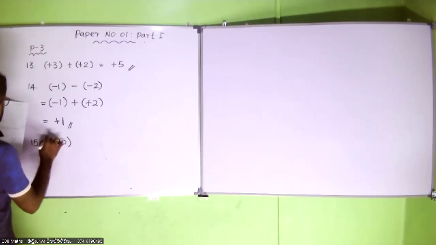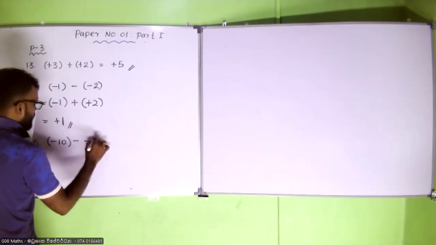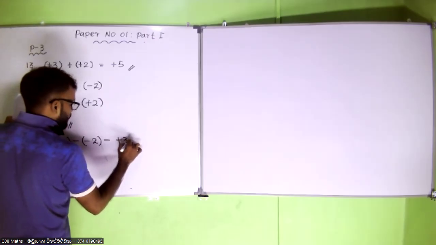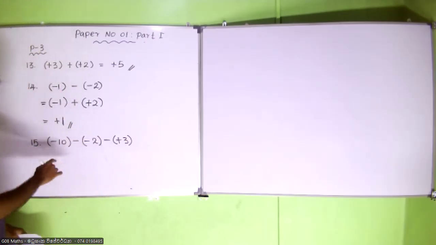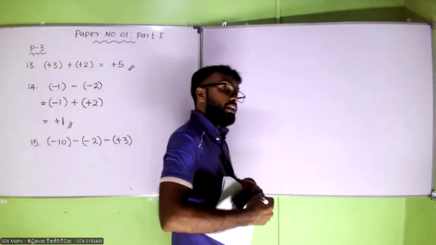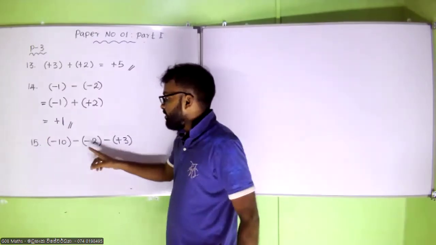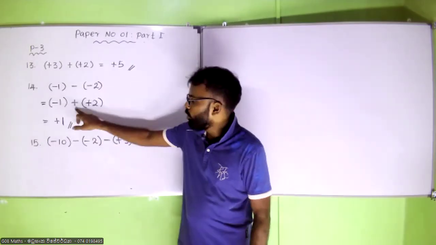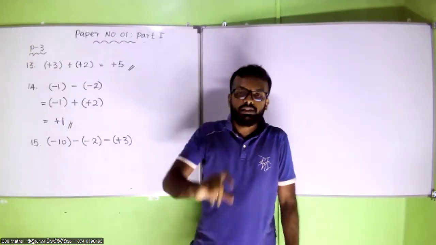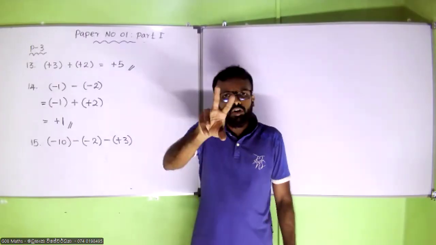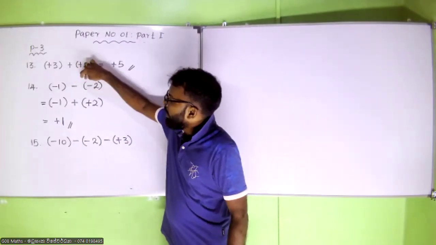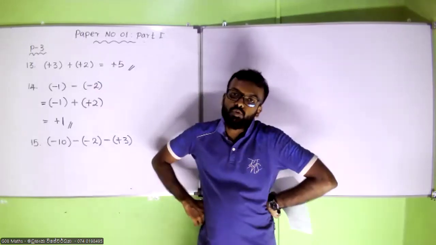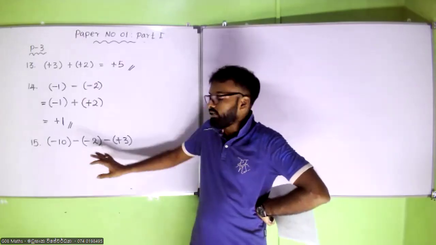Negative 10 inside the brackets, minus negative 2, right? Minus positive 3. What is this? There are 3 numbers to be added or subtracted. We only know how to add, and you know how to do that as well. We know how to add or subtract 2 numbers only. But here we have 3 numbers.